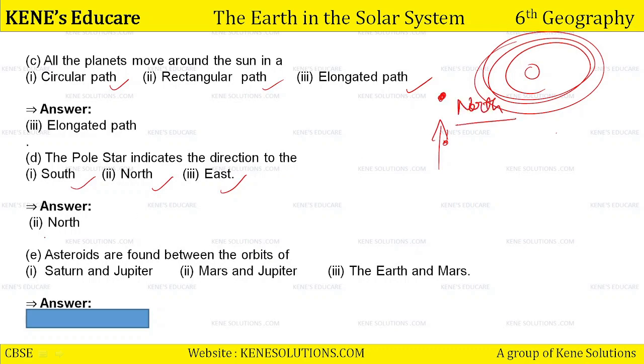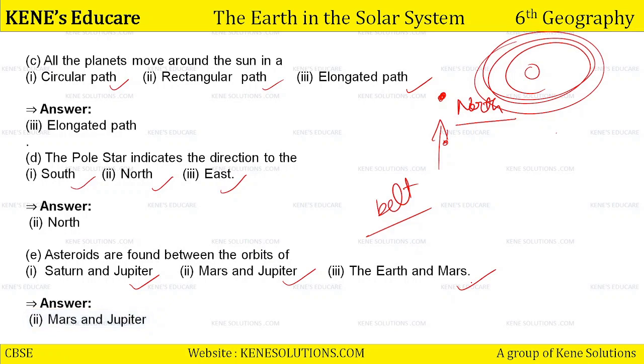Okay, E statement says, asteroids are found between the orbits of... between which two orbits is the asteroid belt found? We read about it. Saturn and Jupiter, Mars and Jupiter, Earth and Mars. What do you think? We read about it also in the chapter. Asteroid belt is found in between the Mars and Jupiter belt. Okay? So here the correct answer is also finished.